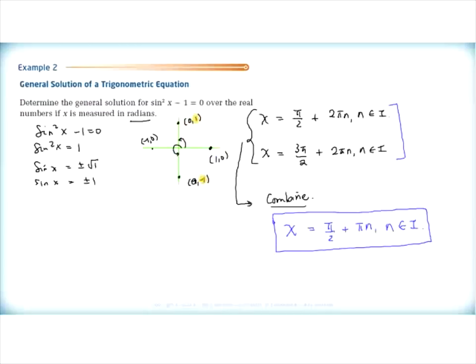And again, the reason is because pi over 2 and 3 pi over 2 are separated by pi. So if I keep adding pi, I will continue to get answers. If I subtract pi, I will continue to get answers as well. So if I start with pi over 2, I add pi or subtract pi, I will get all the answers that you would see up here.